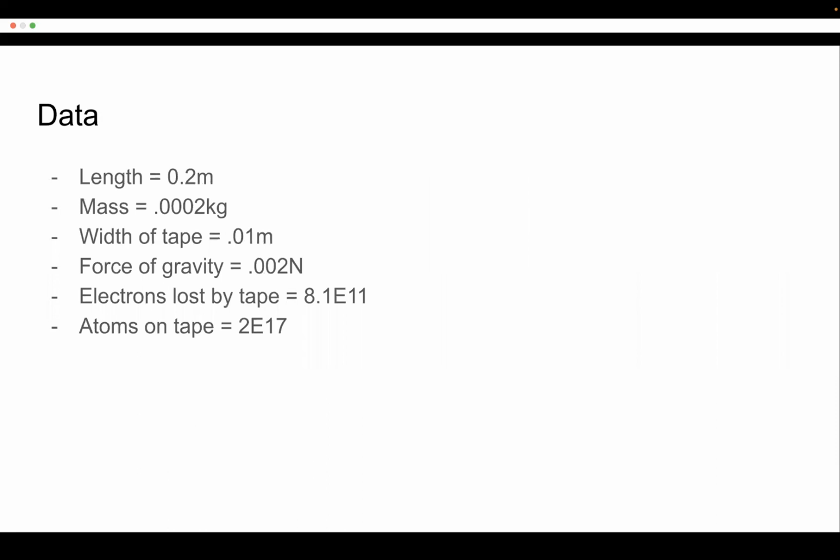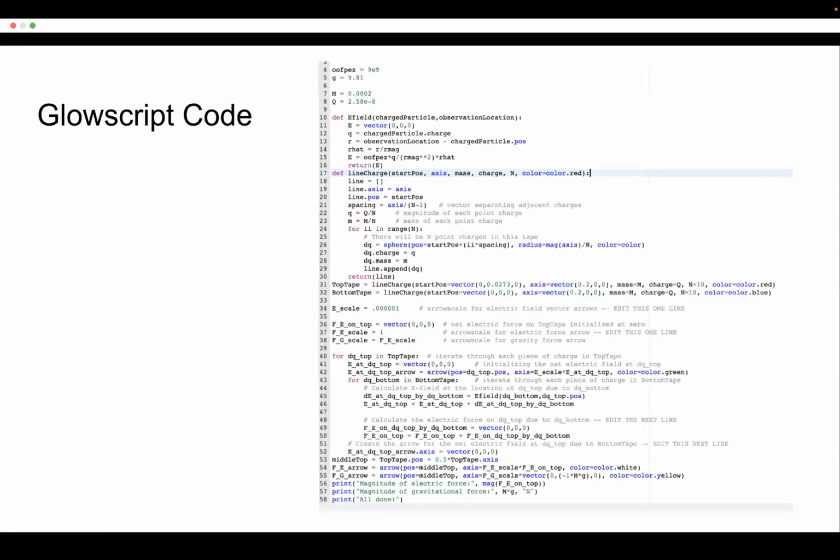The length was 0.2 meters, with a mass of 0.0002 kilograms. The width of the tape was 0.01 meters. The force of gravity was 0.002 newtons. Electrons lost by tape equal 8.1 e to 11. Atoms on tape equal 2 e to 17.